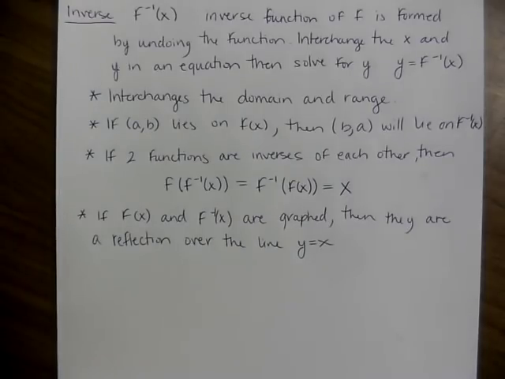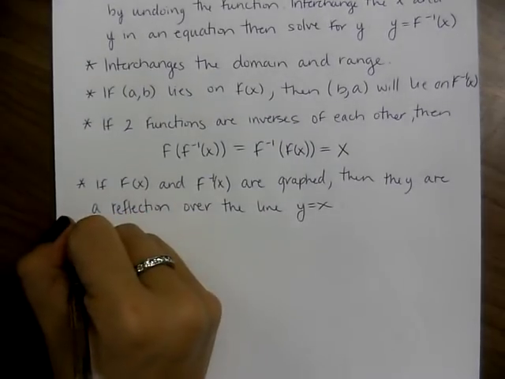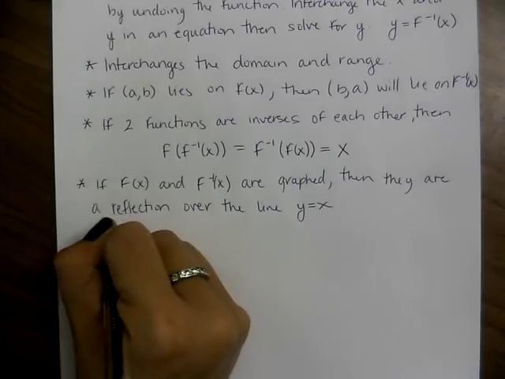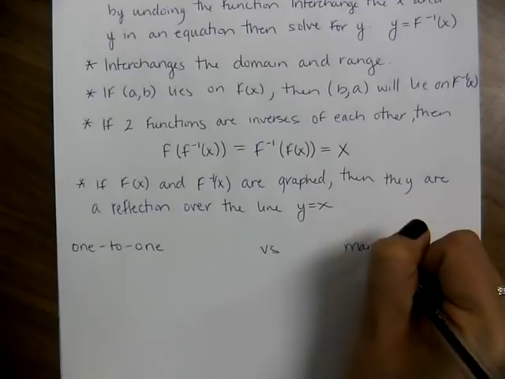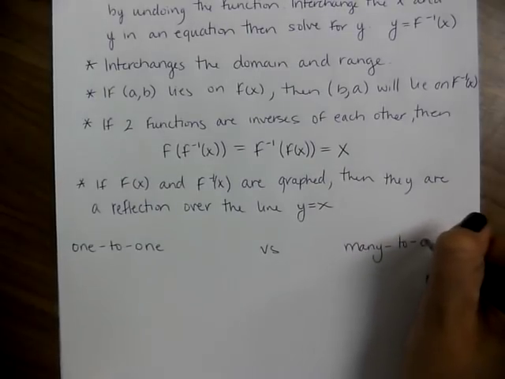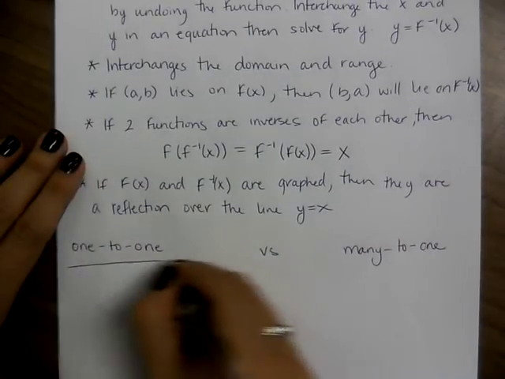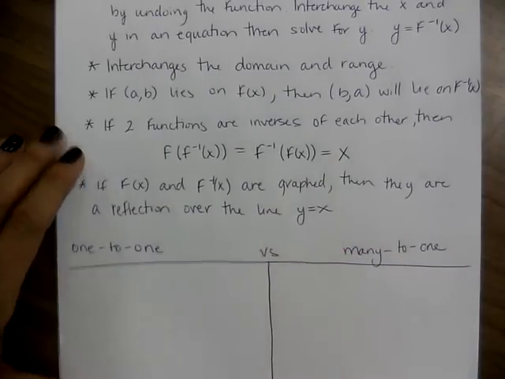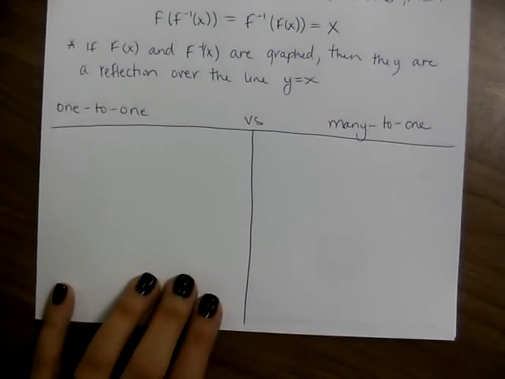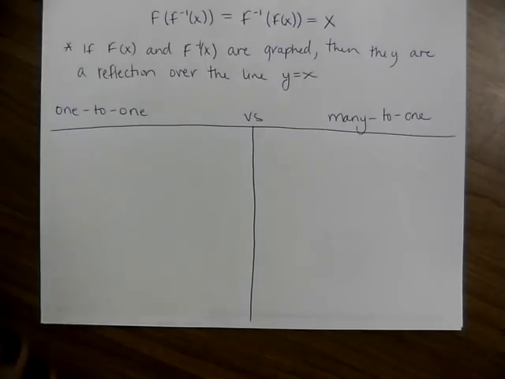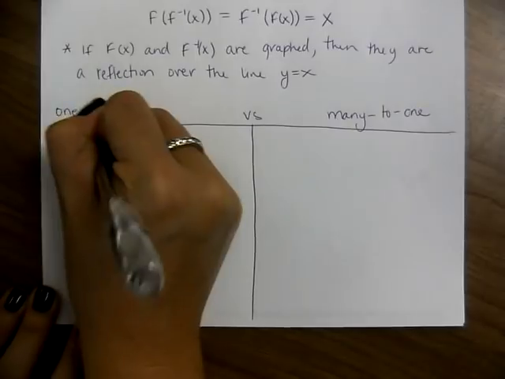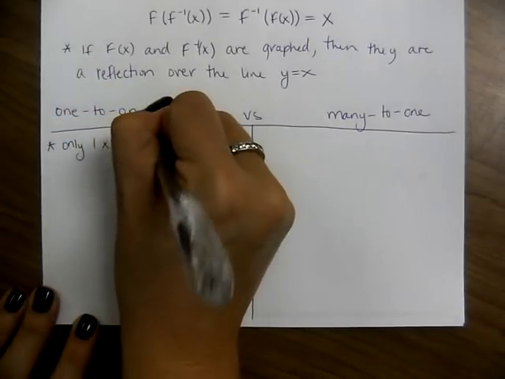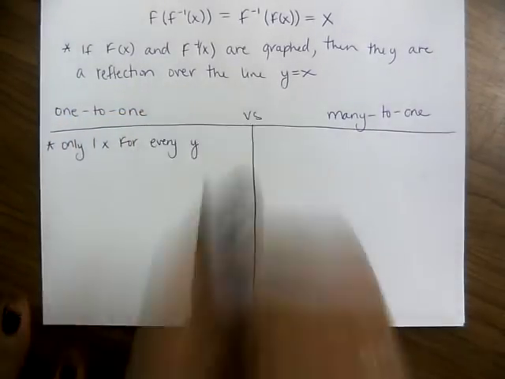We're going to talk about the horizontal line test now. This is how you determine if something is one-to-one versus many-to-one. We're going to create a table here to compare. To be one-to-one, there is only one x for every y.